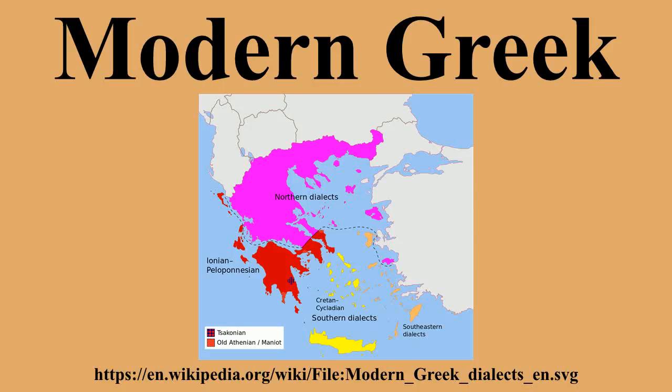The digraphs αυ, ευ, and ηυ are pronounced av, ev, and iv, respectively, before vowels and voiced consonants, and af, ef, and if, respectively, before voiceless consonants. The Greek letters phi, beta, theta, and delta are pronounced f, v, theta, and th, respectively. The letters gamma and chi are pronounced and x, respectively.